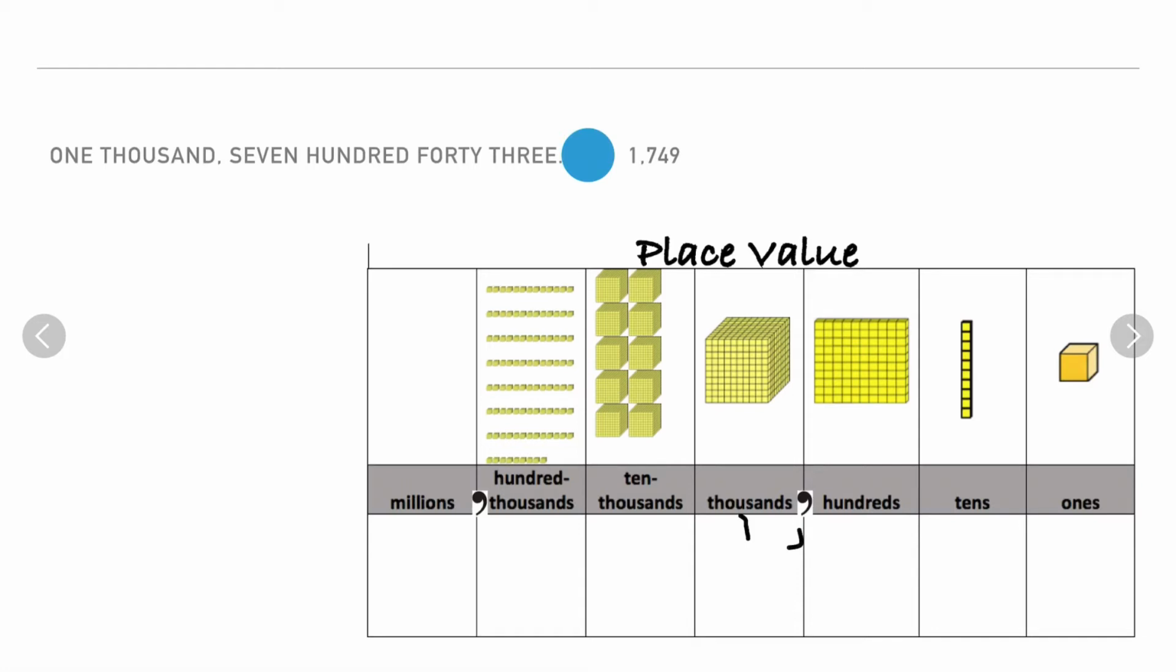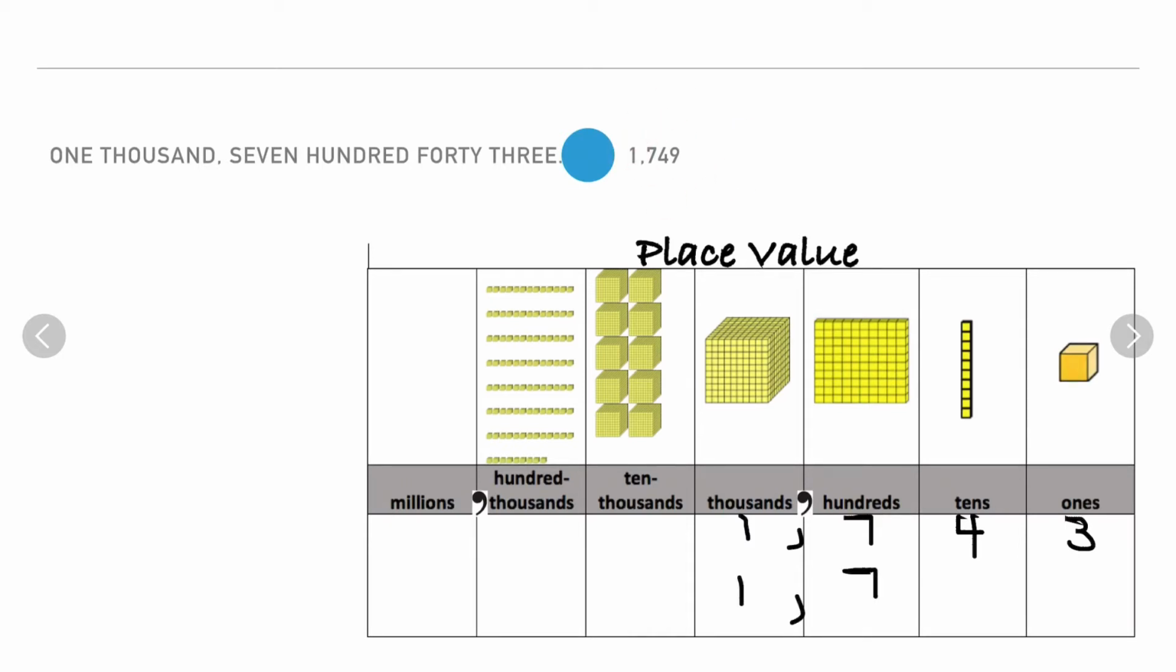How many hundreds do I have? That's right, I have 7. How many tens? If you said 4, you're absolutely correct because I have 40, which means I have 4 tens. And how many ones do I have? Good job, 3 ones. And now I'm going to do the same thing for my second number.